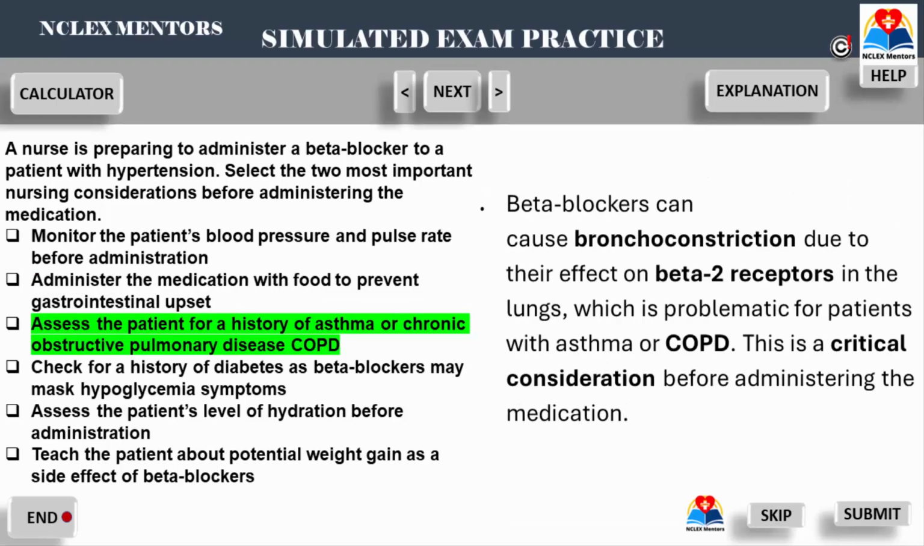Option 3. Assess the patient for a history of asthma or chronic obstructive pulmonary disease, COPD. Yes, beta blockers can cause bronchoconstriction by affecting beta-2 receptors in the lungs. This can be dangerous for patients with asthma or COPD. You must check for respiratory conditions before giving this medication.